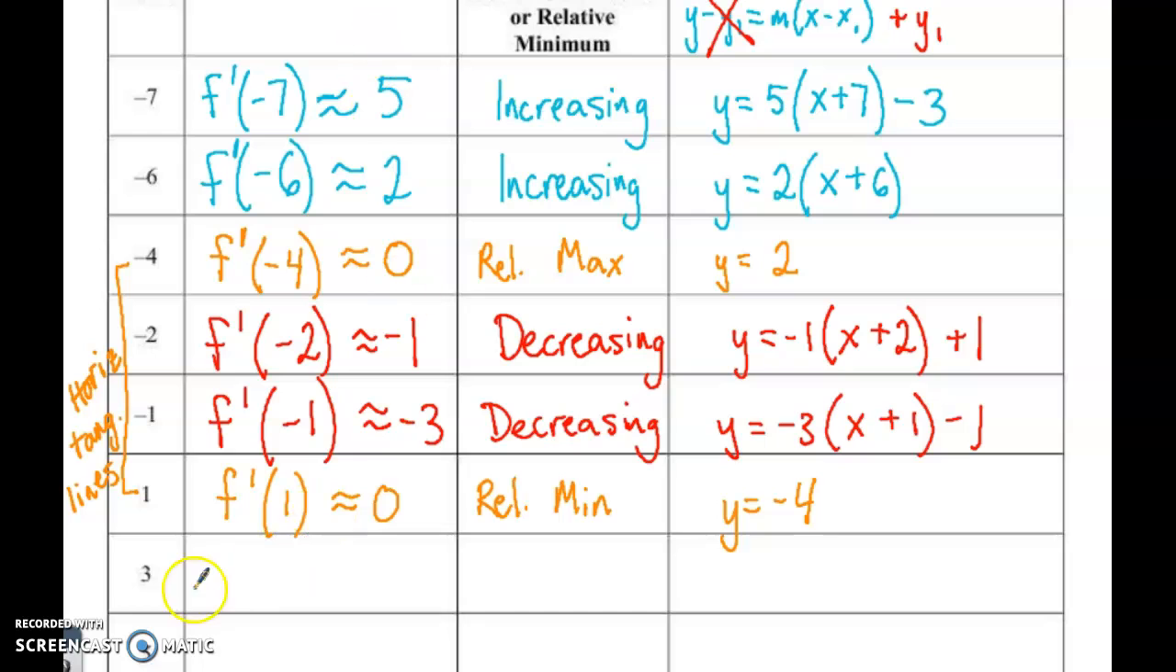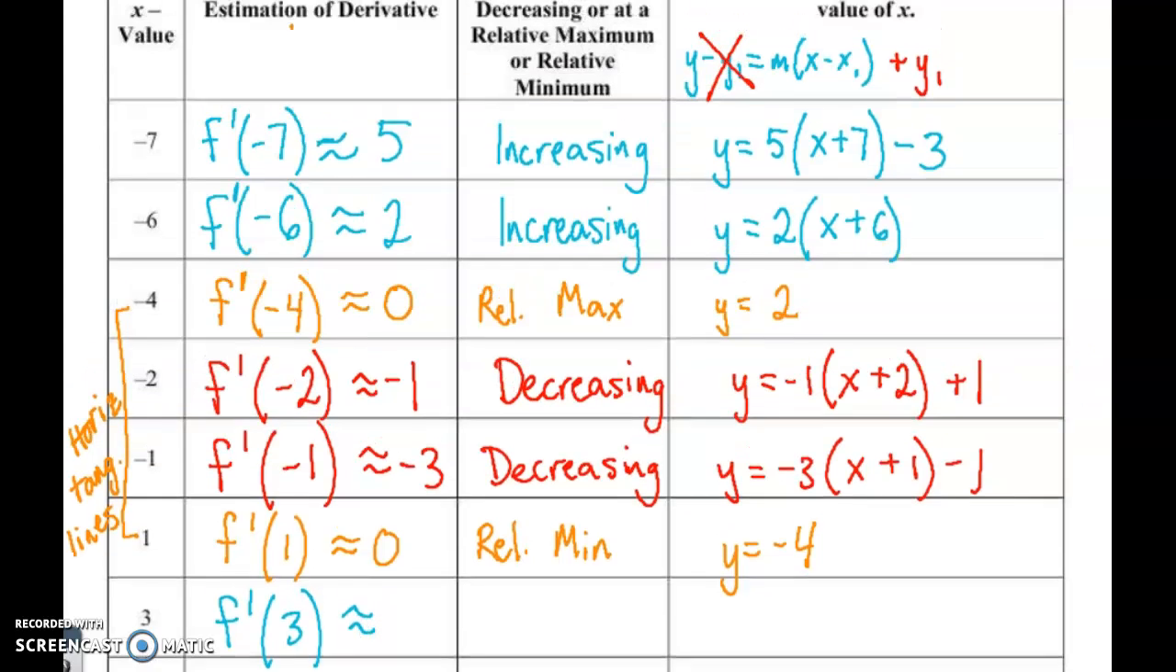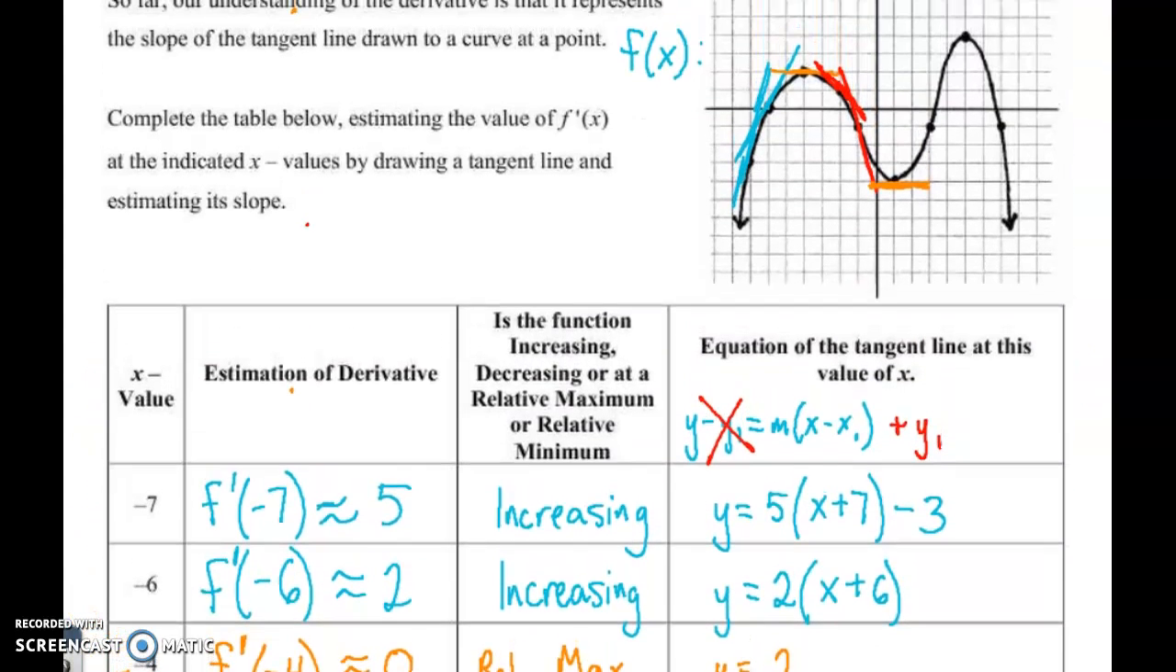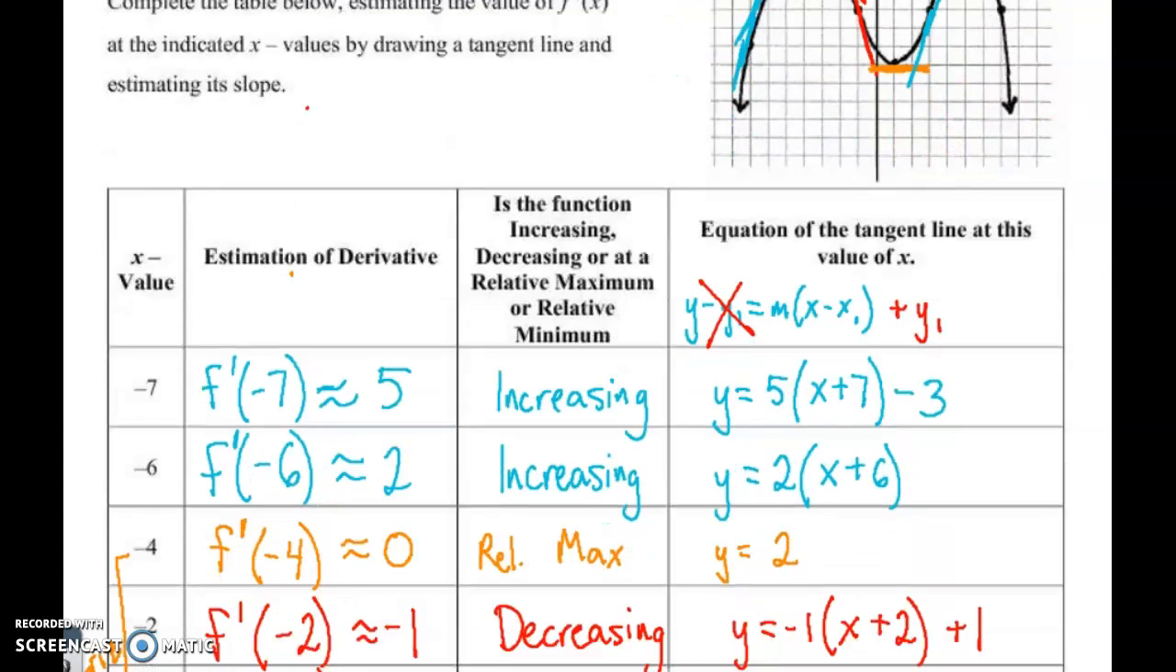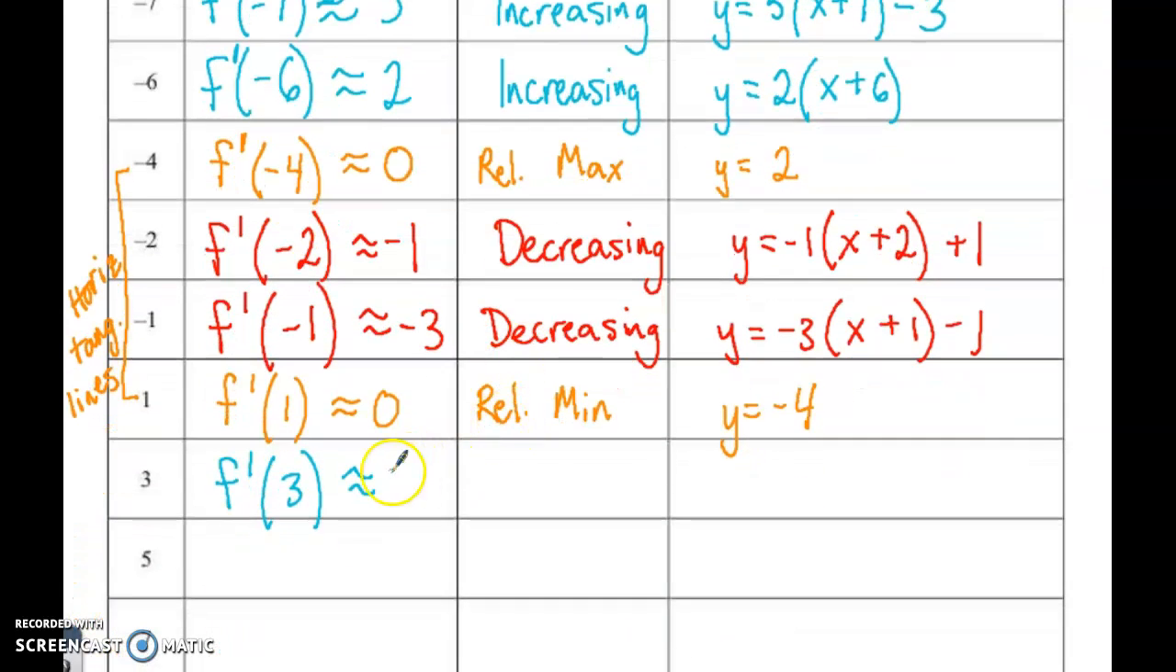Well, it looks like we're back to increasing for f prime of 3. I hope this isn't boring you, by the way. This is worth the watch. So as I'm looking at this tangent line, I don't know if it's back to being up 3 over 1. Let's see, like up and to the right. I don't know. I'm going to commit to about 3. What's important is it's going up and to the right to say that it's increasing.